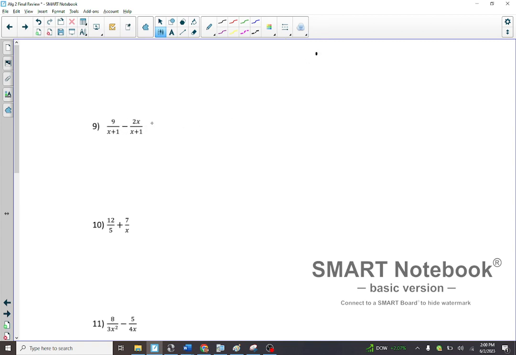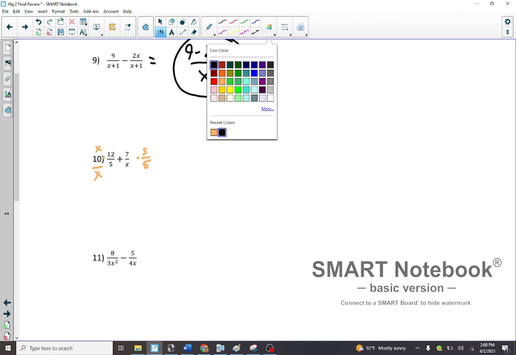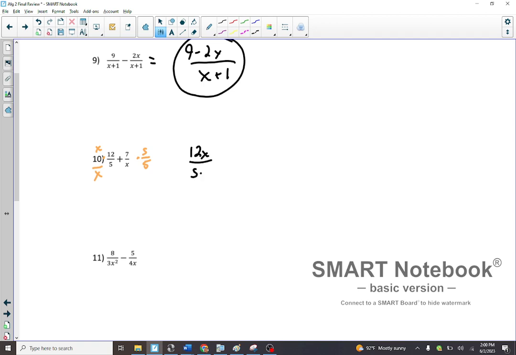All right, for this one, you can set them equal to each other. Because they have the same base, I could just put the top together. 9 minus 2x over x plus 1. Very straightforward. This one, the bases are not equal to each other. So what I'm going to have to do is multiply both sides by what's missing. Here, a 5 over 5, and here, an x over x. So that's going to be 12x over 5x plus 35 over 5x. We could combine the bottoms because they're the same thing, 5x. So we just do the tops, 12x plus 35.